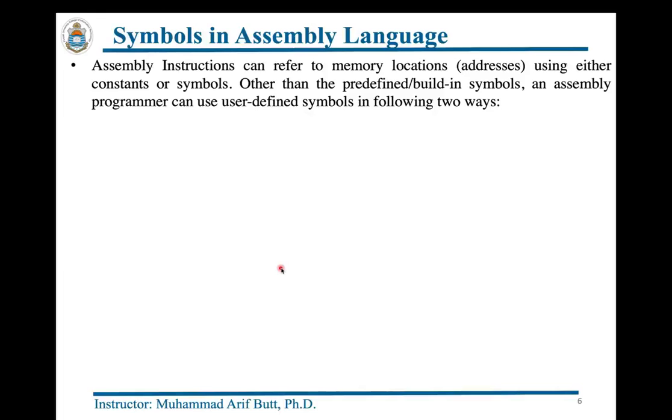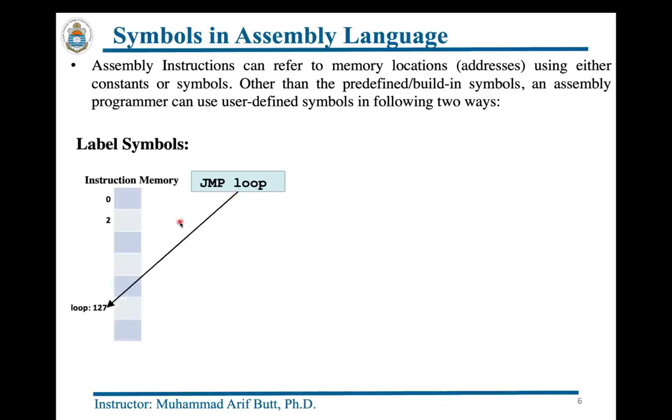Dear students, before we see how an assembler works, let me say a few words about symbols in assembly language. A symbol is actually a reference to some memory address. Other than the predefined or built-in symbols, an assembly programmer can use user-defined symbols in two ways. The first category are the label symbols. For example, consider this generic assembly instruction, which when executed will cause an unconditional jump to a location inside the instruction memory pointed to by this label loop. So this loop is a label symbol.